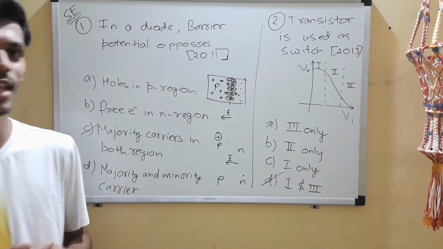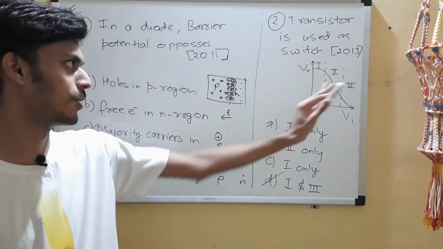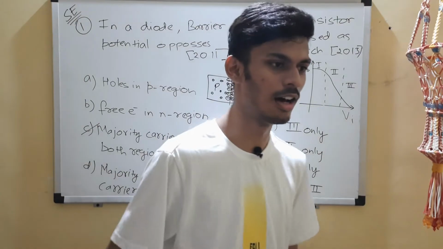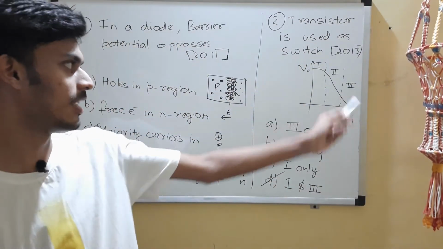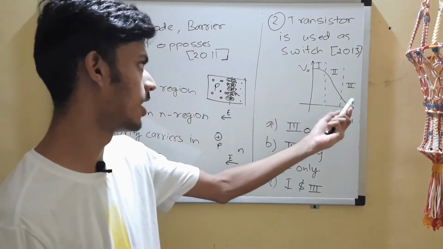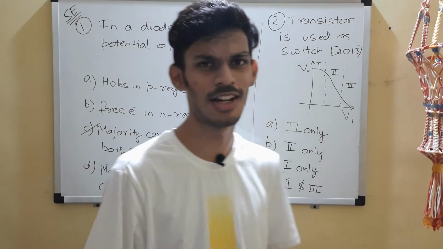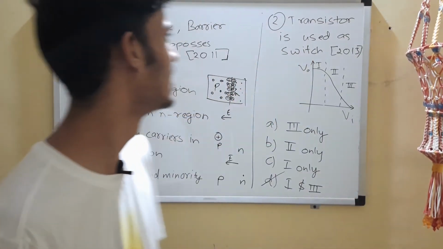Okay, transistor will act as a switch in region 1 as well as in region 3. If you know, region 2 is active region in which transistor is used as an amplifier. In region 1 and region 3, transistor is used as a switch. Okay, here it's on and here it's off. Okay, the very factual one, you should know it by heart. Let's move to the next set of questions.